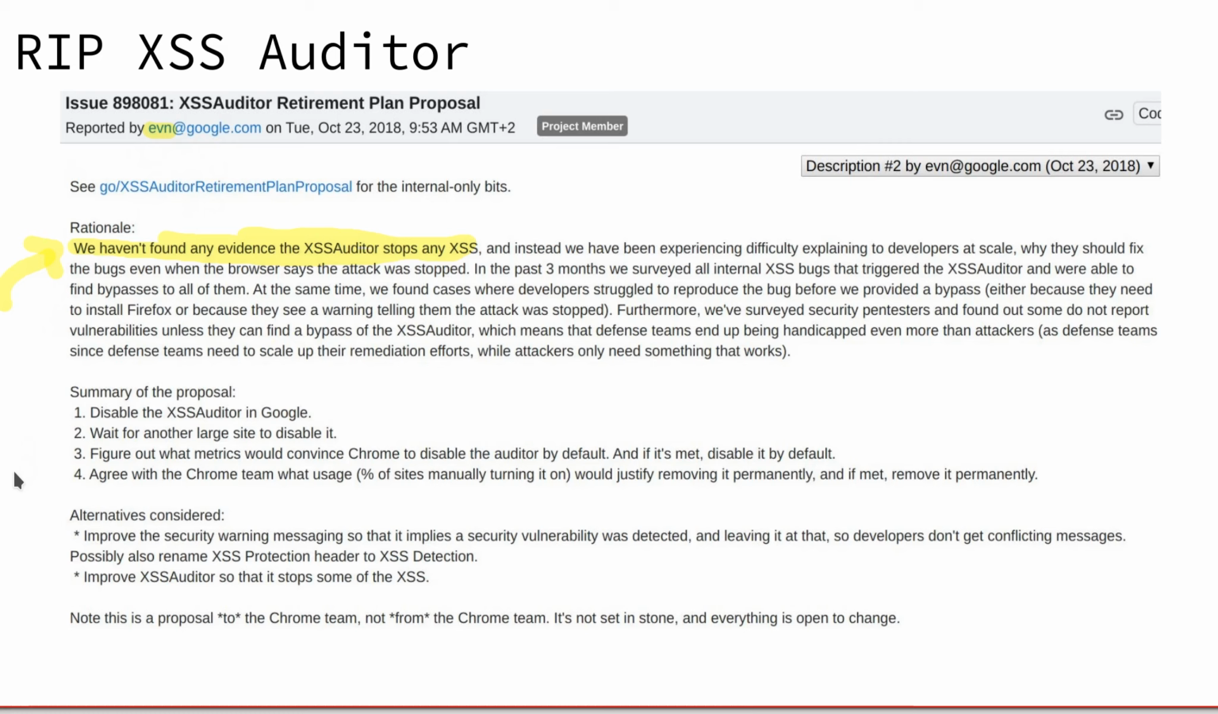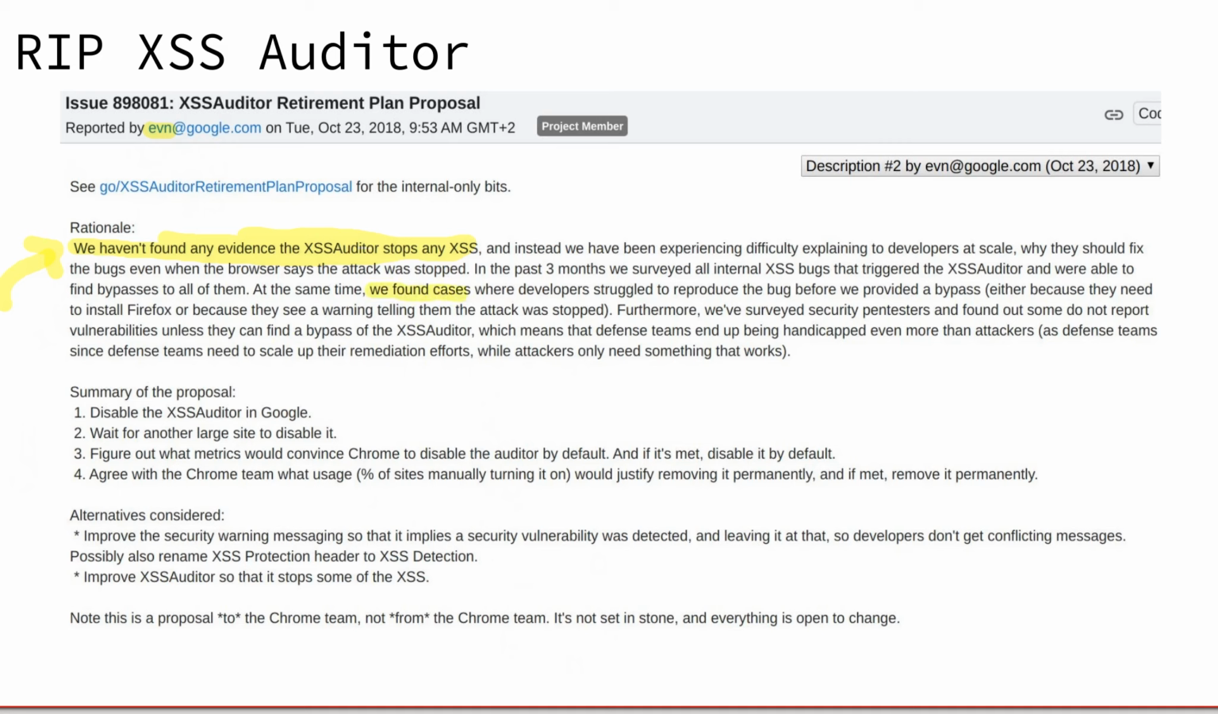And as Eduardo Vela mentions in a post later in this discussion, he said, okay, in our team we had a look and we managed to bypass the XSS Auditor 100% of the times. So it didn't help. Why should we disable it anyways? Like, okay, it doesn't help, it can be bypassed, but it doesn't hurt, right? Well, it does hurt. It hurts a lot because it gives the user and the programmer a false sense of security.